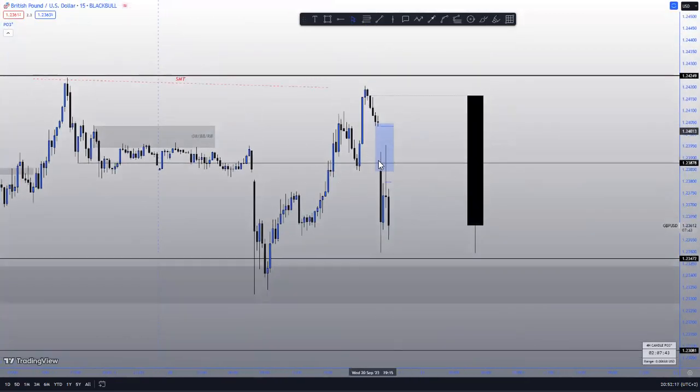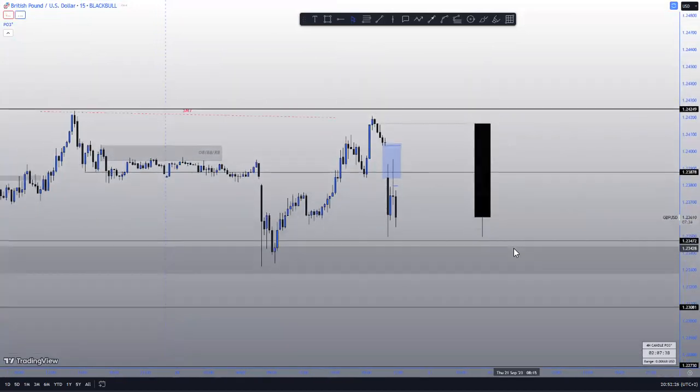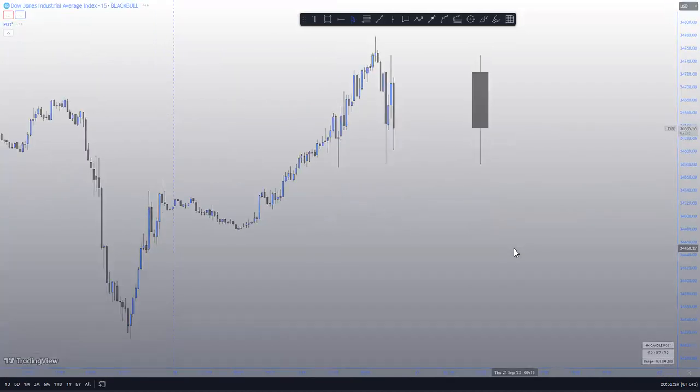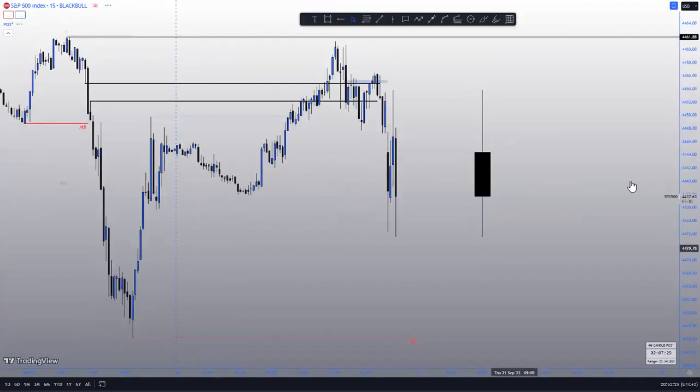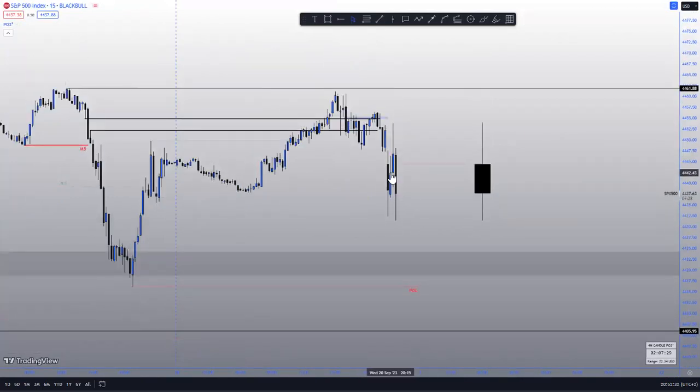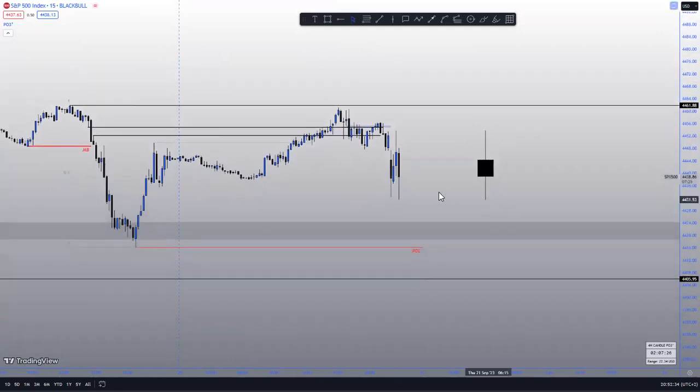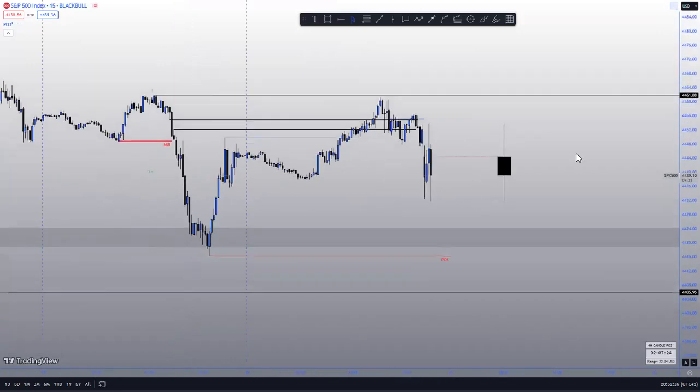And cable is doing the same as well, we just hit a rebalance here and then also pushing to the downside. So let's just quickly check S&P 500. Okay, so S&P 500 also the same thing. Seems like we're still pushing to the downside. So again, I don't want to make this video long.